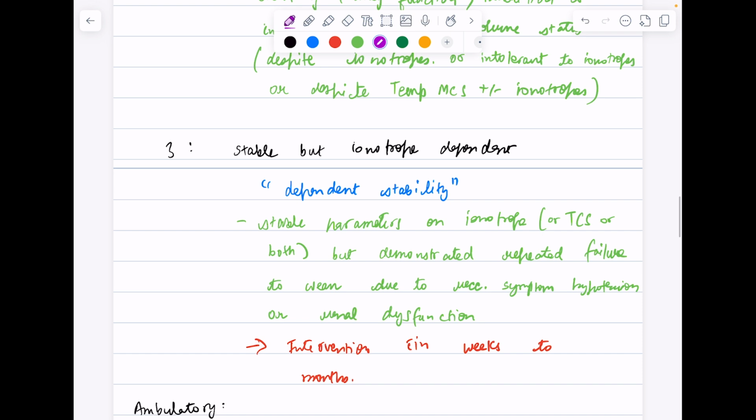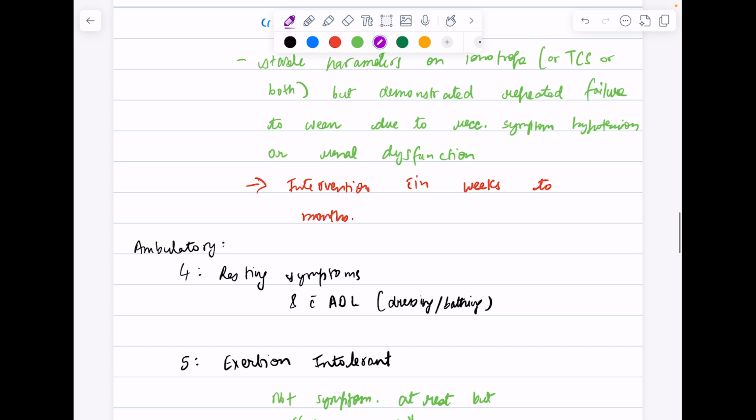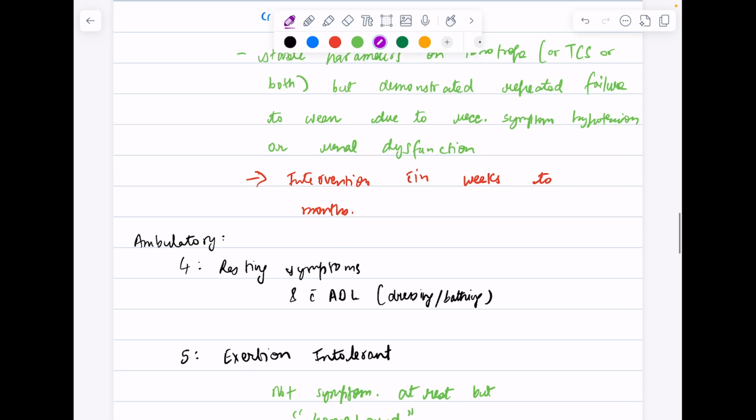Third profile is that of a stable but inotrope dependent patient. This is nicknamed as dependent stability. Their parameters, for example, kidney function, nutrition, volume status, are able to be maintained with the use of inotropes. However, whenever you try to wean them off the inotropes, they deteriorate in terms of symptomatic hypotension or renal dysfunction. Intervention escalation in this case will typically be needed in weeks to months, for example, a durable VAD or a heart transplant.